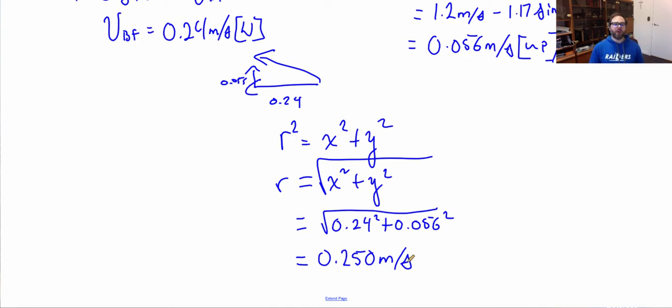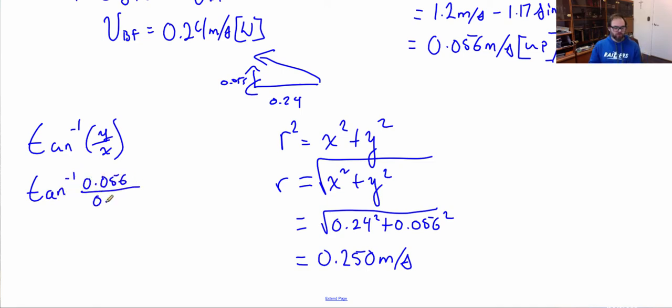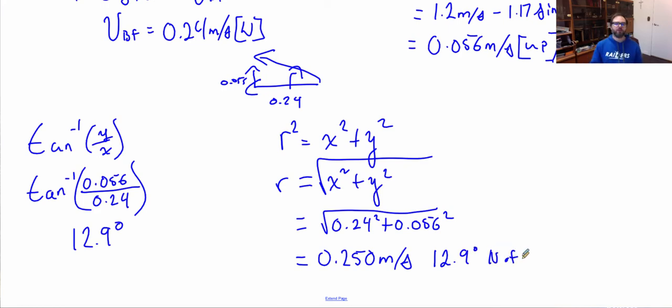Now I must find my angle. So I'm going to use tan for SOH CAH TOA, and tan is y over x. So then again, we're going to get tan, and that's going to be 0.056 divided by 0.24, which will end up giving me 12.9 degrees. Now we found this angle here, so that's going to be north of west. And that gives us our answer.